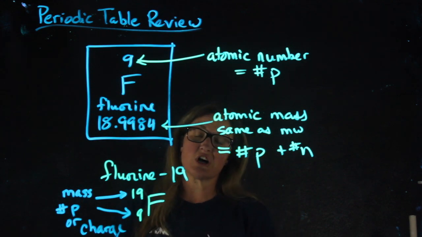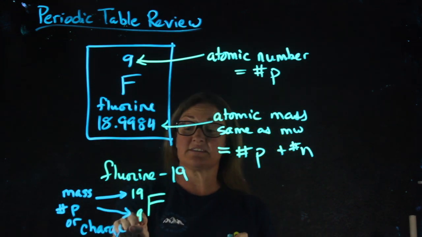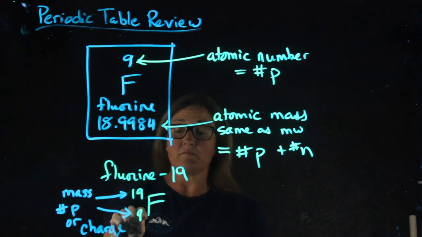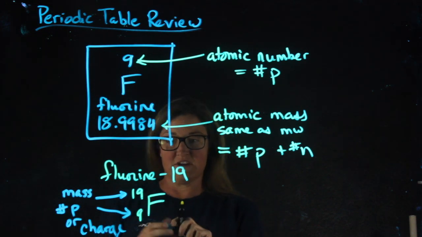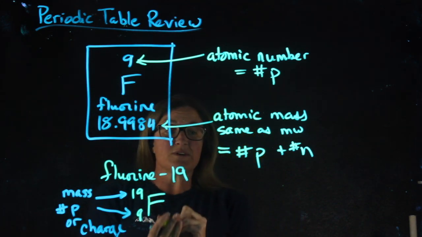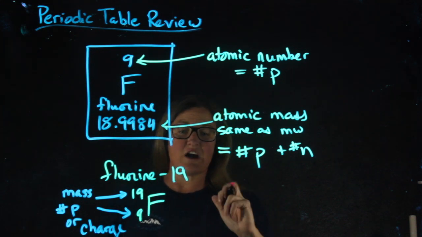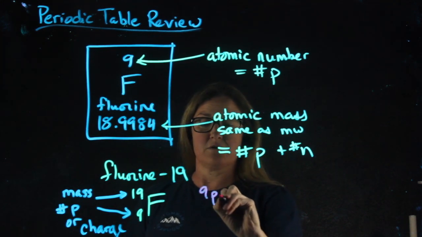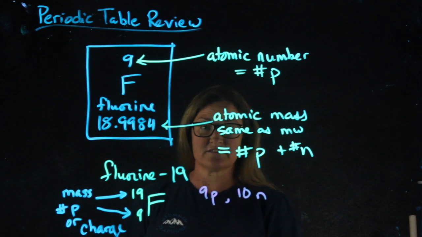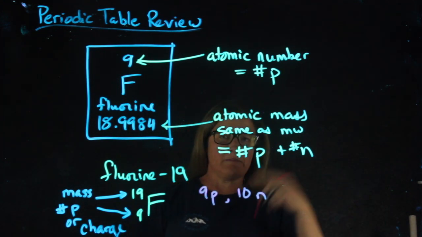And I'm not talking about the charge of the atom overall, but in this case the charge of the nucleus. The charge of the nucleus, since it has 9 protons, would have a charge of positive 9. The mass as a total is 19. So if I was to ask you how many protons and neutrons in this structure, we would answer 9 protons and 10 neutrons.